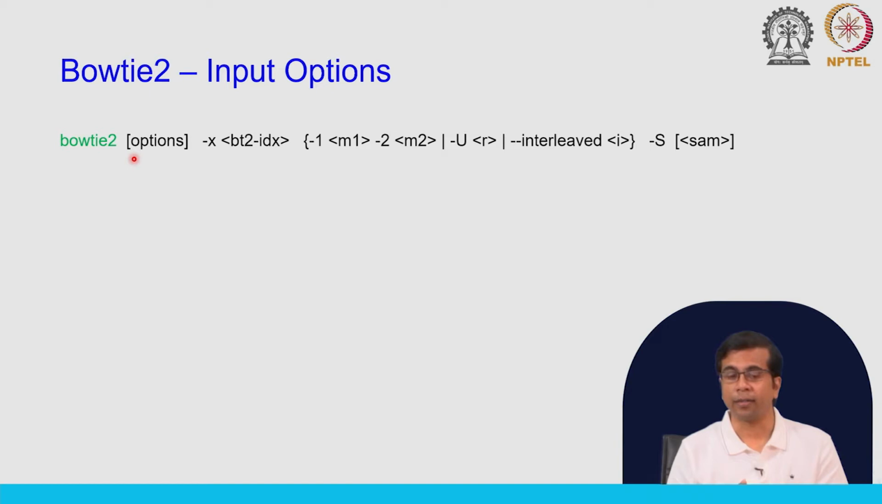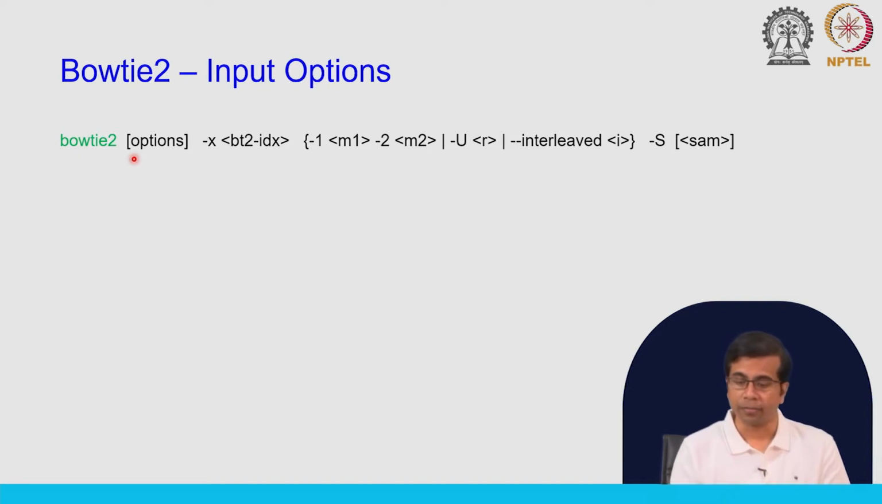These are options that will specify what should be written in the final SAM file. You can specify, okay, do not write this or do not write that, or do not map this, etc. Those kinds of options will be the output options.